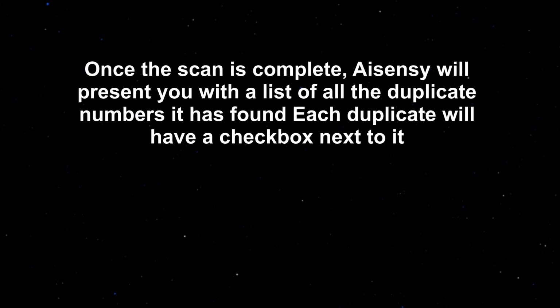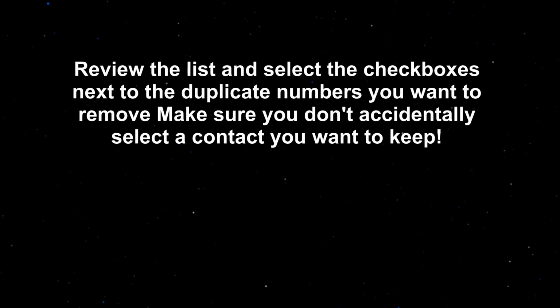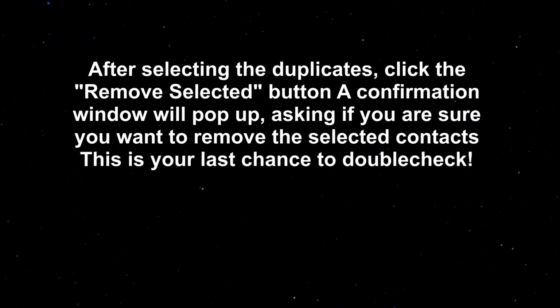Once the scan is complete, Aisensy will present you with a list of all the duplicate numbers it has found. Each duplicate will have a checkbox next to it. Review the list and select the checkboxes next to the duplicate numbers you want to remove. Make sure you don't accidentally select a contact you want to keep. After selecting the duplicates, click the Remove Selected button.